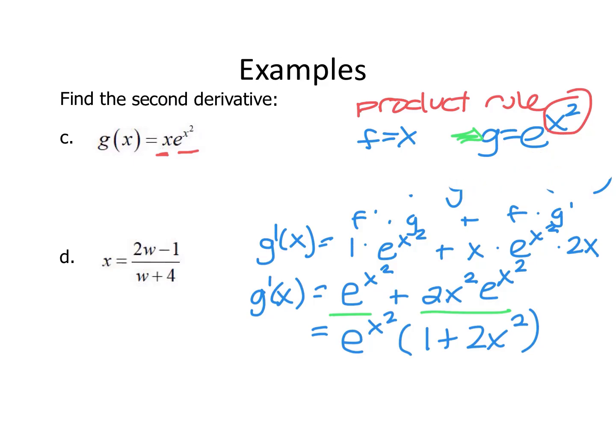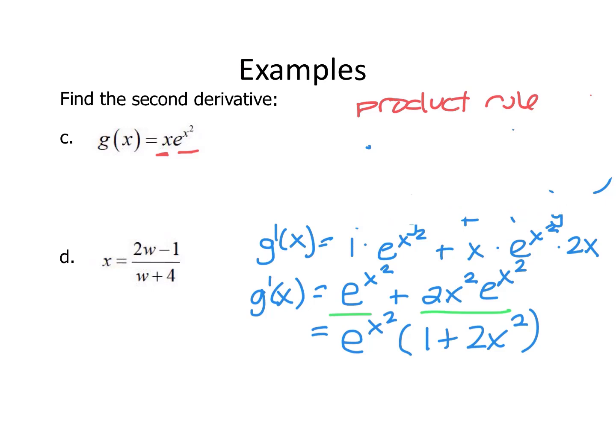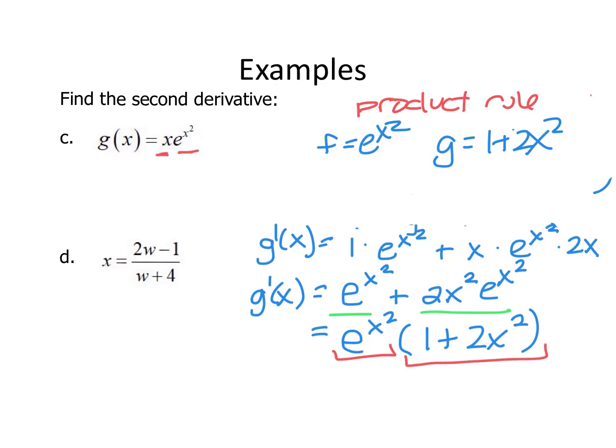I'm going to erase my product rule information up here, and we're going to do it again. So now we're going to take the derivative of my g of x again, but this time I'm going to have f is e to the x squared, and g is 1 plus 2x squared. So this here is my f, this here is my g. I need to figure out what my parts are, so my f prime is going to be e to the x squared times 2x. My g prime is just going to be 4x.